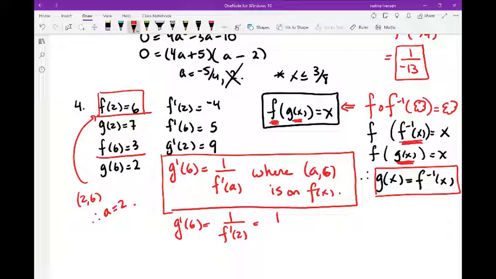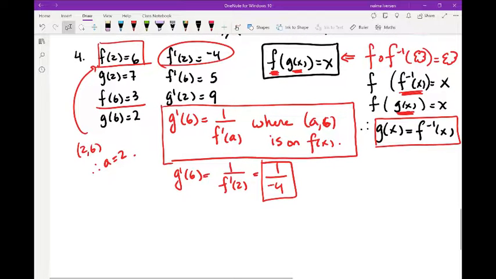And if I just take a look at my table, f prime of 2 is -4, and I've got myself my answer. So that's how we do that inverse question when we don't actually have a function that we're dealing with. Okay, so that's inverse. I might come back to that a little bit in a couple minutes as well.